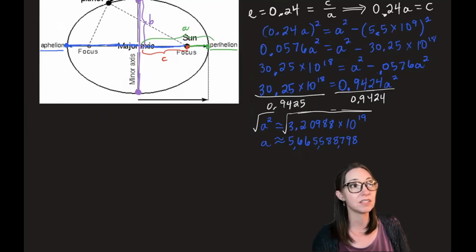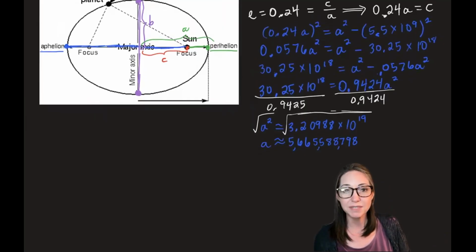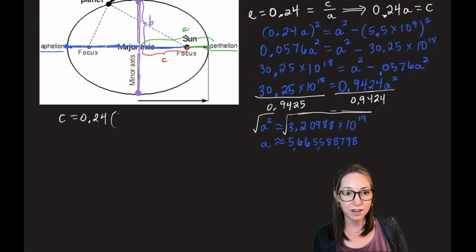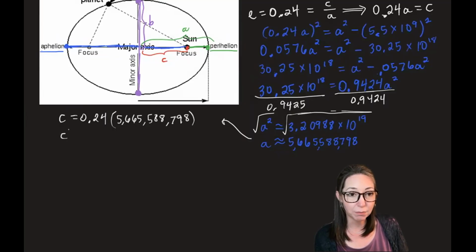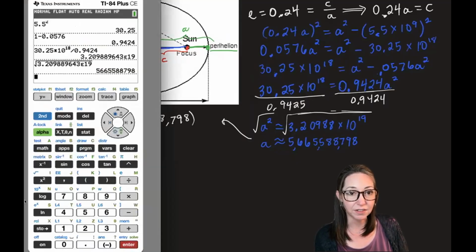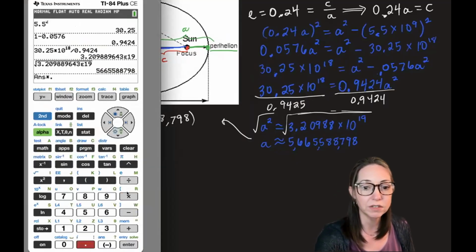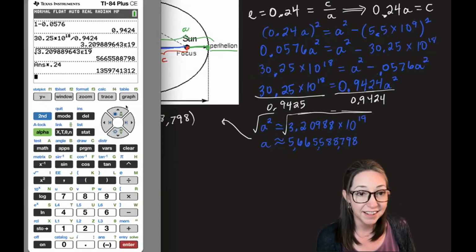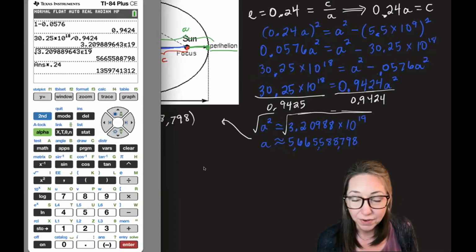Right here at the very top, you can see up that c is equal to 0.24 times a. So I'm going to go back to that equation right there. c is equal to 0.24 times a. Let's put that over here. So c is 0.24 times that number, 5,665,588,798. There we go. And we can approximate that on the calculator. So we can do that prior number times 0.24 gives us that number right there.